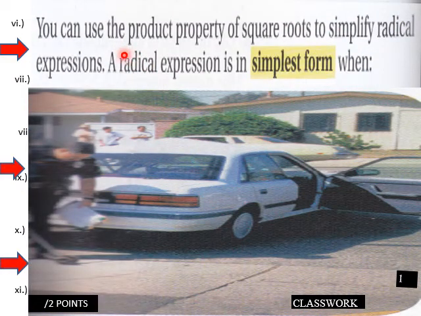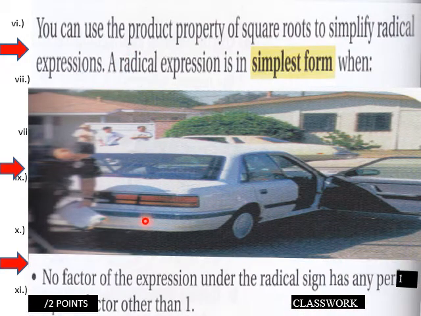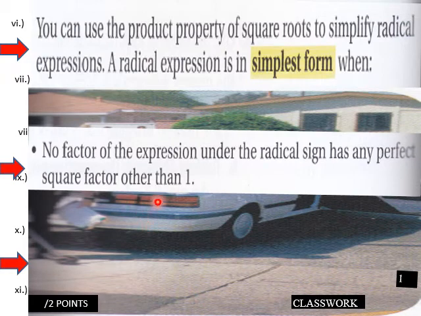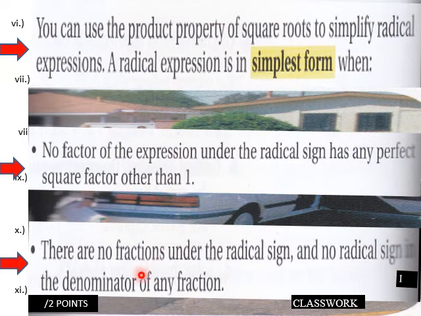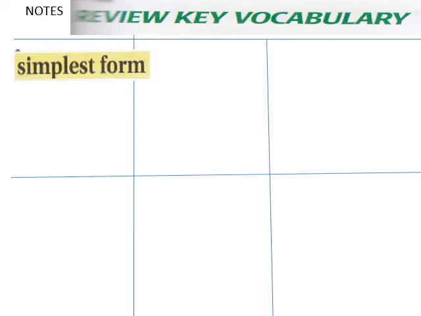You can use the product property of square roots to simplify radical expressions. A radical expression is in simplest form when no factor of the expression under the radical sign has any perfect square factor other than 1. There are no fractions under the radical sign, and no radical sign in the denominator of any fraction. So that's when you know it's in its simplest form. This concerns rationalizing the denominator of a radical.